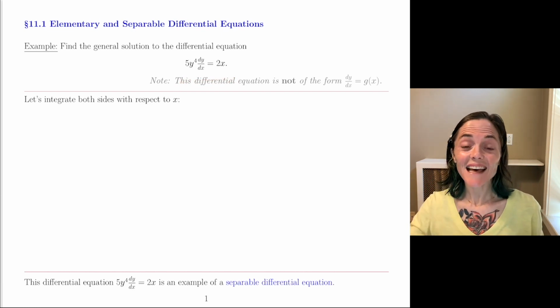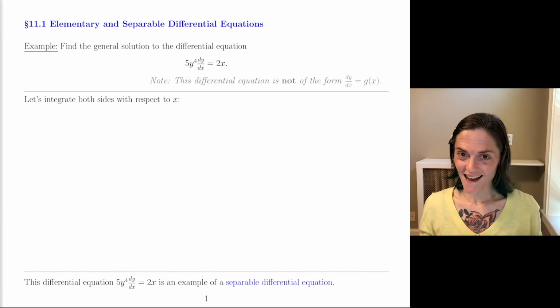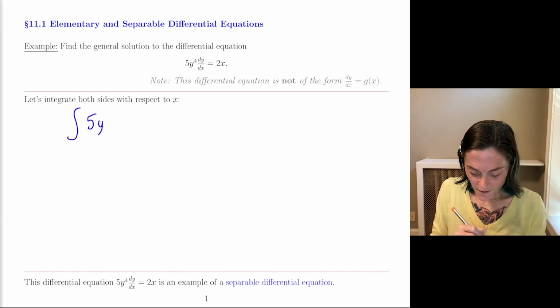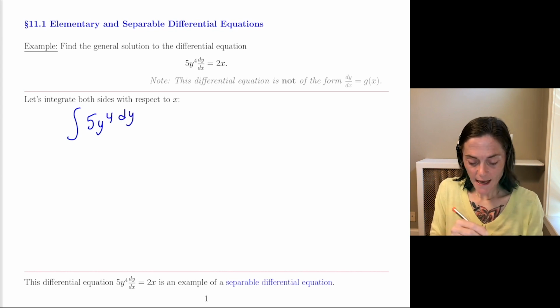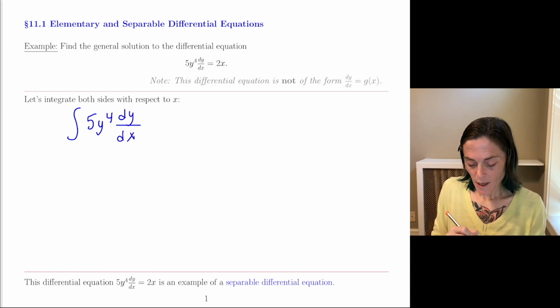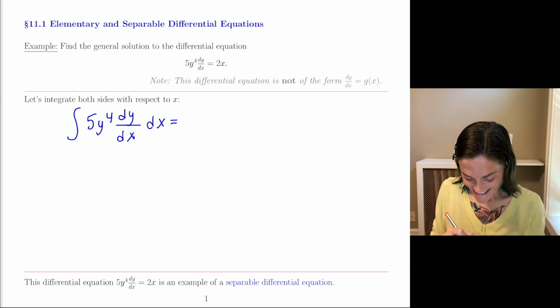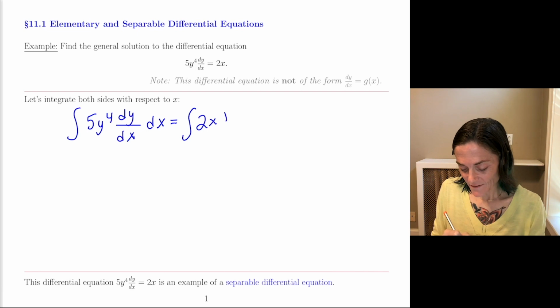Well, let us integrate both sides with respect to x. I have an integral, 5y to the fourth, dy/dx, and I am integrating with respect to x. Now, on the right-hand side, we have an integral of 2x dx. Very nice.